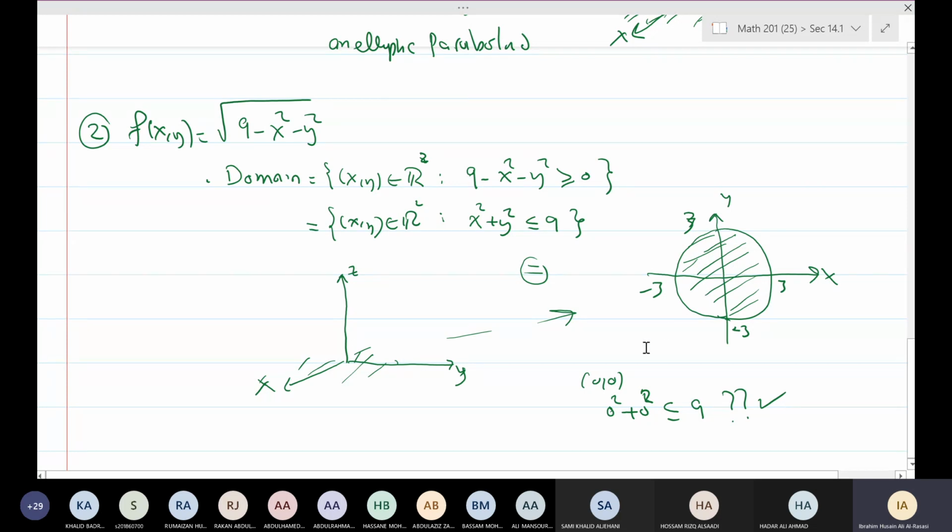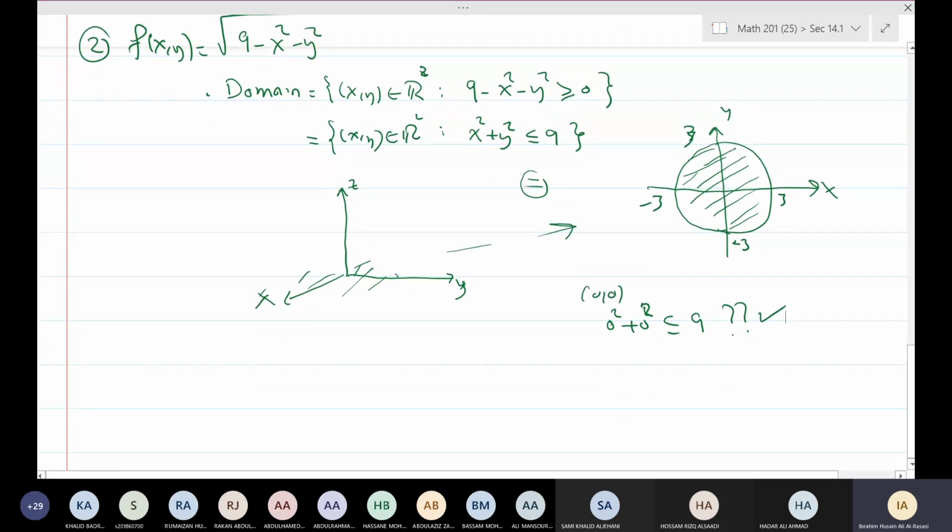So the domain will be a disk. It is not the entire xy plane. It's just a disk of center the origin and radius 3. This is the domain. What about the range? What is the range?